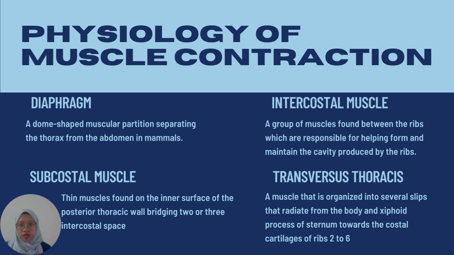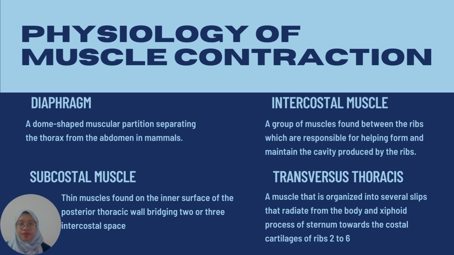The subcostal muscles are the thin muscles found on the inner surface of the posterior thoracic wall, bridging two or three intercostal spaces. Their posterior surface lies over the inner surface of the ribs and the internal intercostal membranes. The anterior surface of these muscles is in relationship with the endothoracic fascia and the parietal pleura. The last one is transversus thoracis.